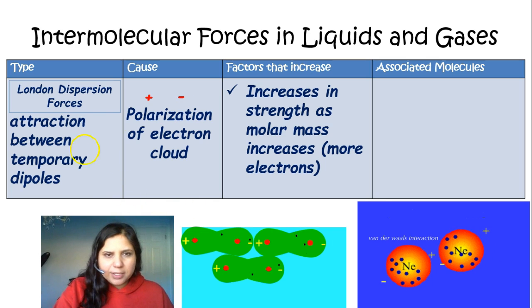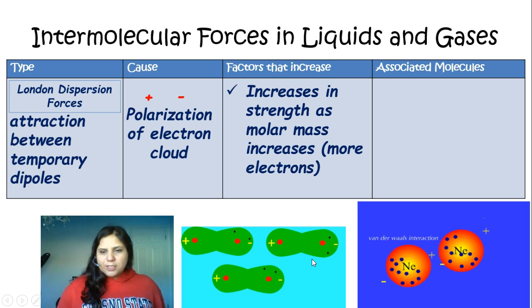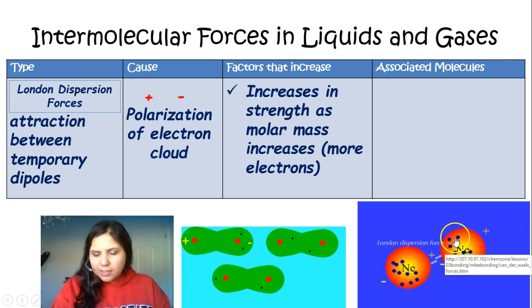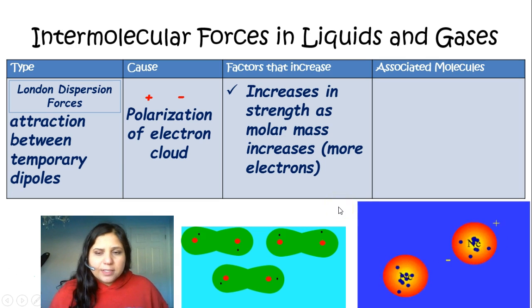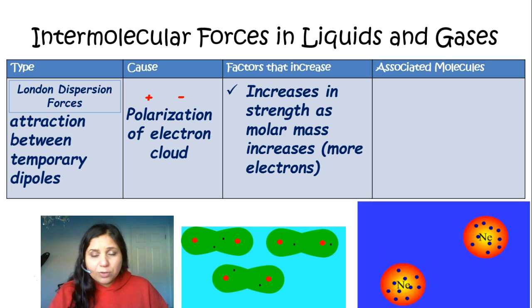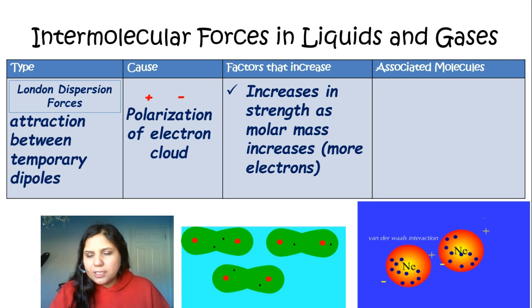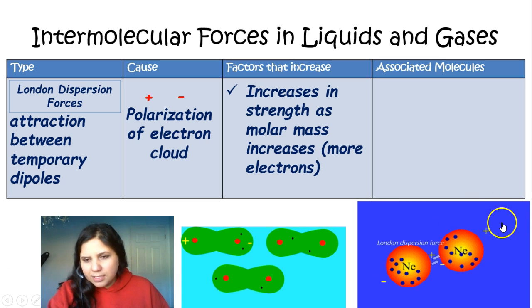So I want to draw your attention to the pictures down here, which have been flashing. Here's the first one in the corner. Here we've got two neon atoms, and they come close together, and what ends up happening, neon is normally not polar, is all the electrons get shifted to one side of the neon atom. And so the side where it shifts to becomes negative, the other side is positive.